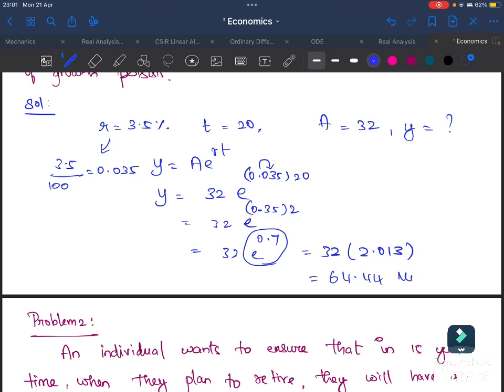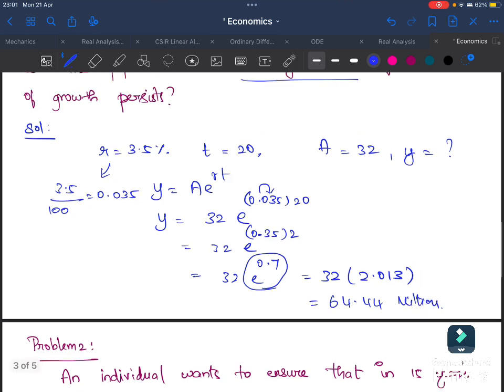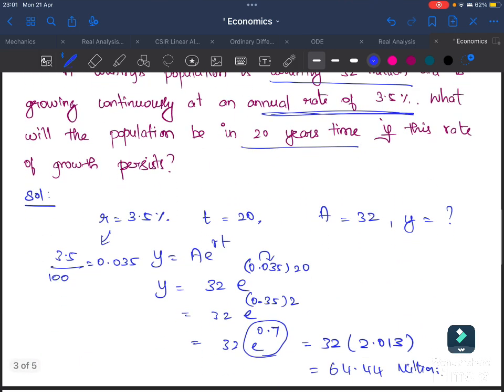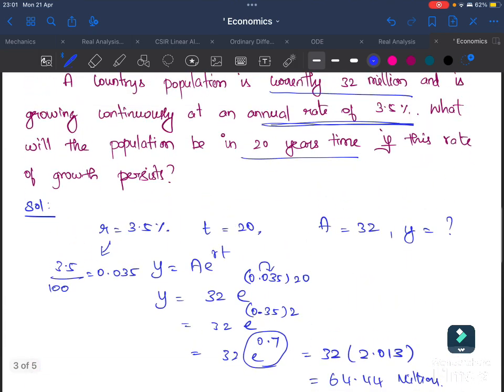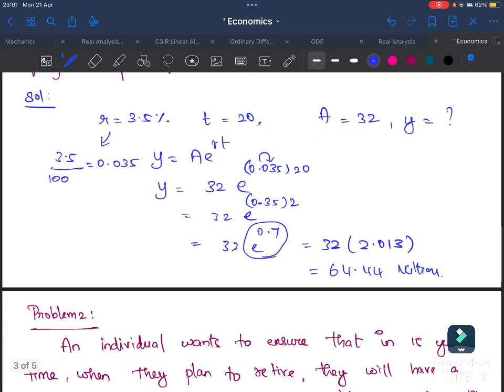64.44 millions. So after 20 years, currently this is 32 million and it is increasing at the rate of 3.5 percentage. Okay, so after 20 years, the population will be around 64.44 million. Rounding off, it will be 64 million. So this is type 1.